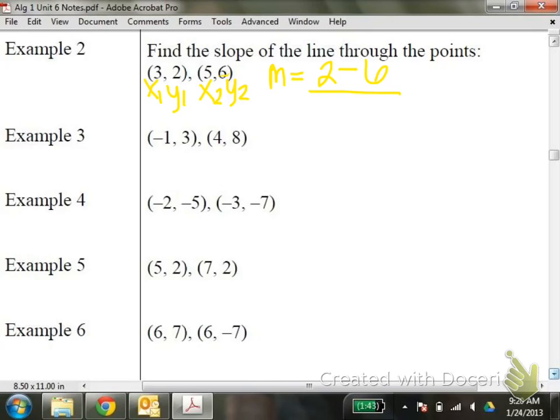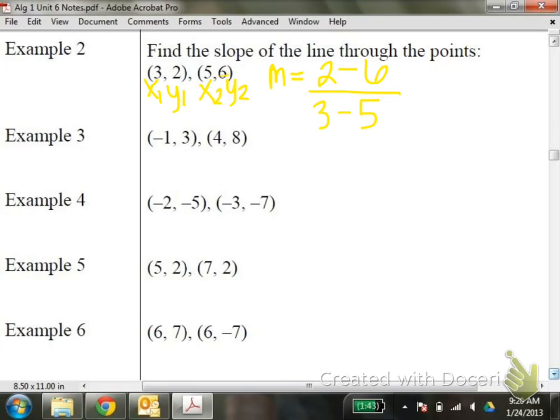Which one has to go first, 3 or 5? 3. So this is 3 minus 5. Slope is always subtraction, guys. Always. Y's are always on top. X's are always on bottom.